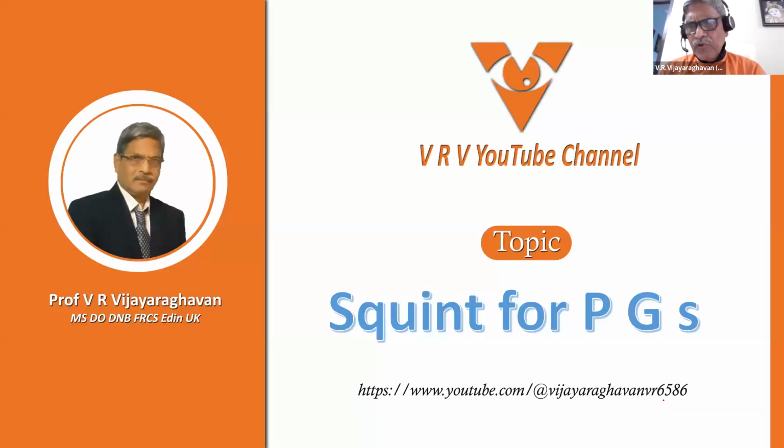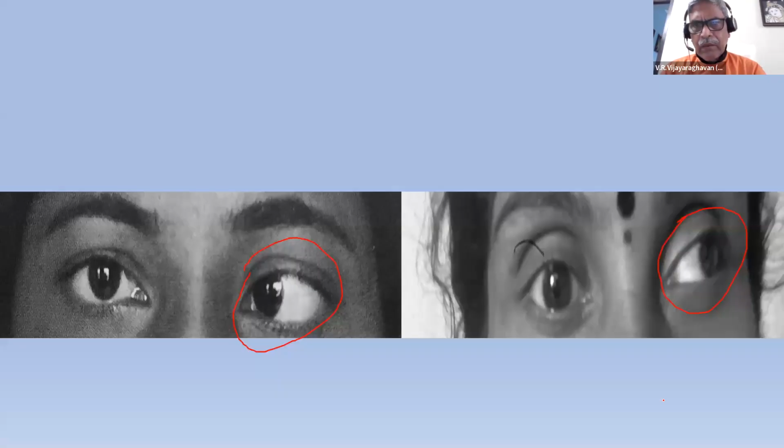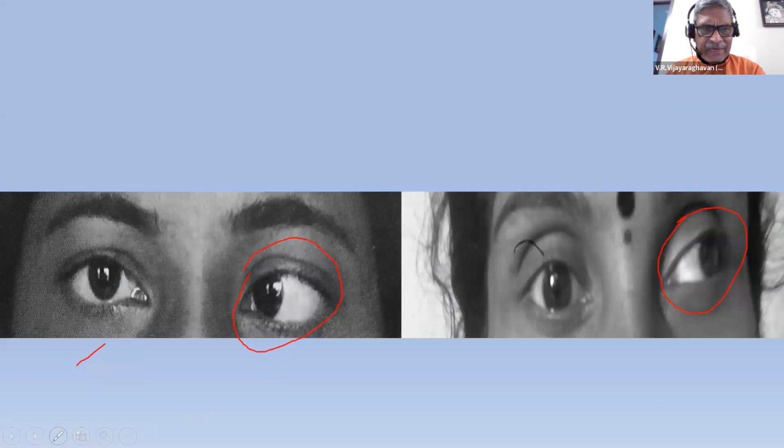So far, I discussed a few topics in squint, and today my topic is phoria, the latent squint, and how to bring it out. When you see here, in one picture the left eye is deviated outwards. The patient has exotropia. Whereas in this case, the right eye is deviated inwards. The patient has esotropia. Tropia means manifest squint.